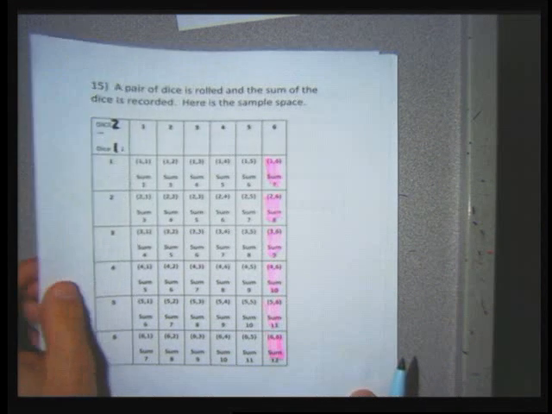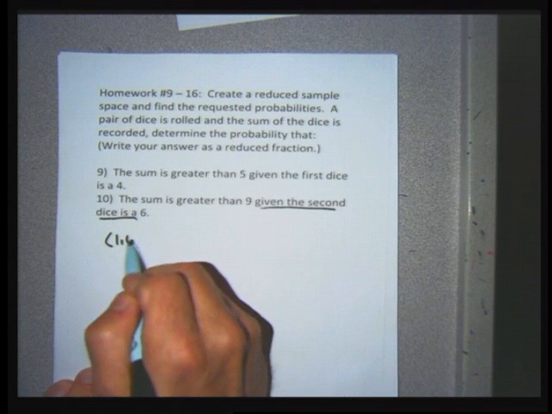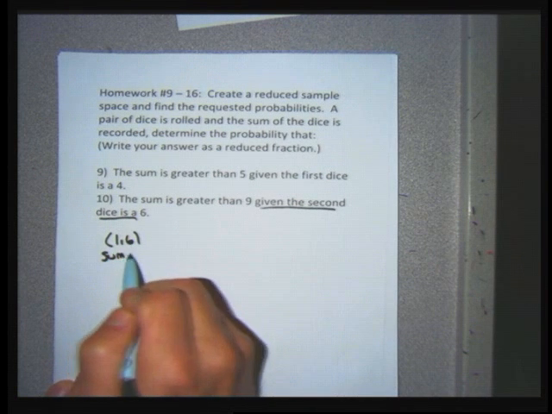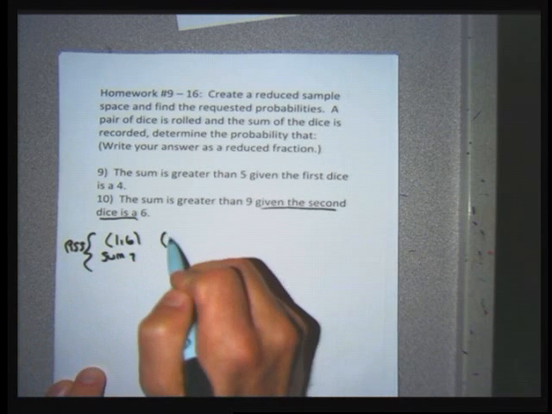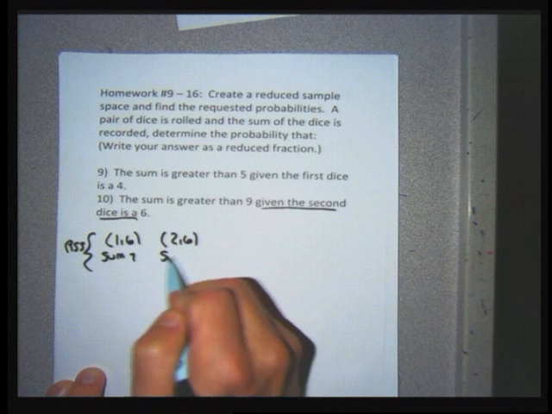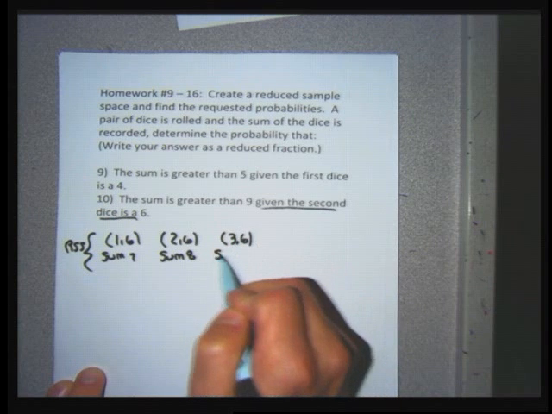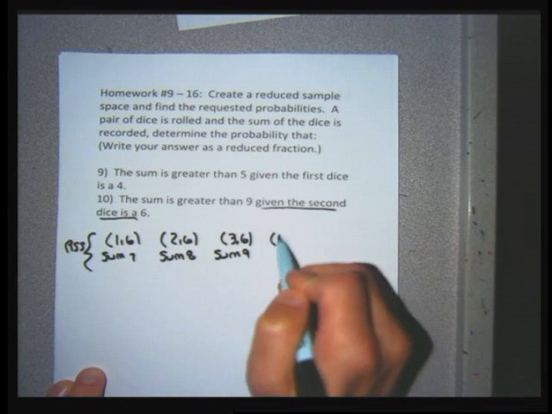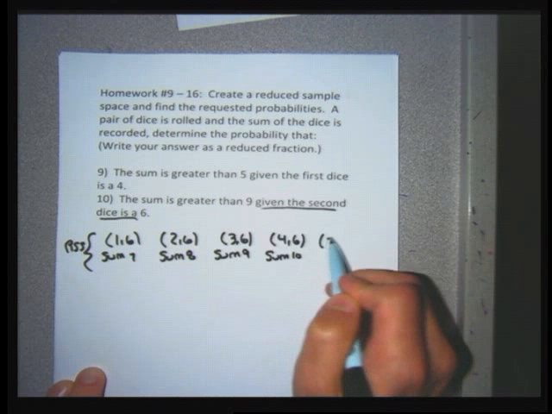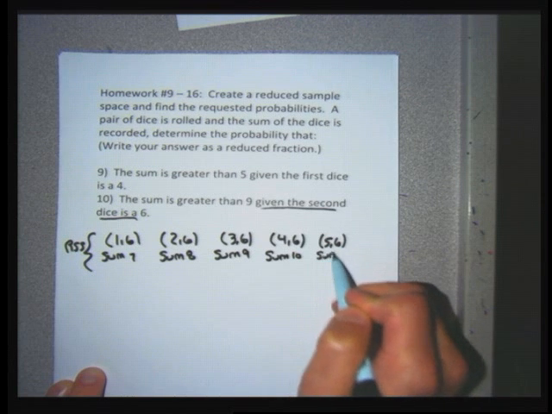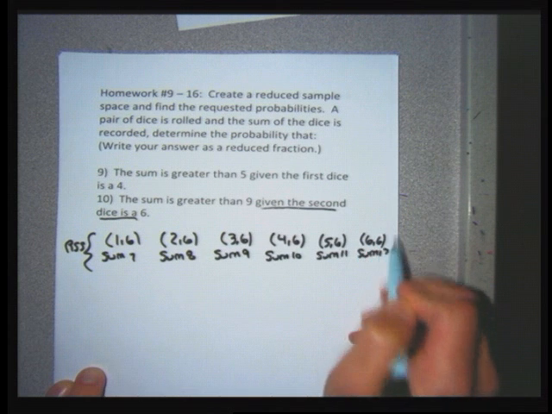So my reduced sample space is going to have the numbers 1 and 6, which has a sum of 7. The one that has a 2 and a 6, which has a sum of 8. The 3 and a 6, which has a sum of 9, a 4 and a 6 that has a sum of 10, a 5 and a 6 which has a sum of 11, a 6 and a 6 which has a sum of 12.